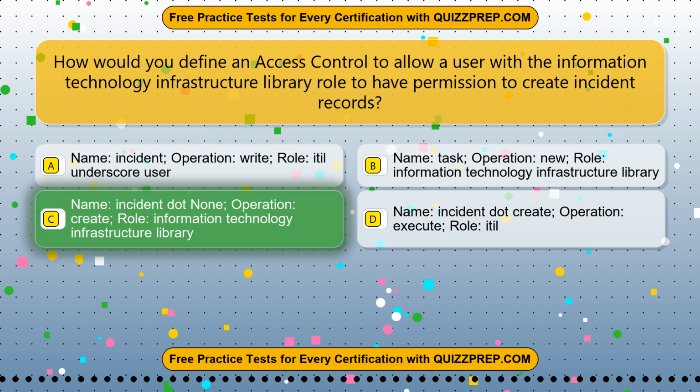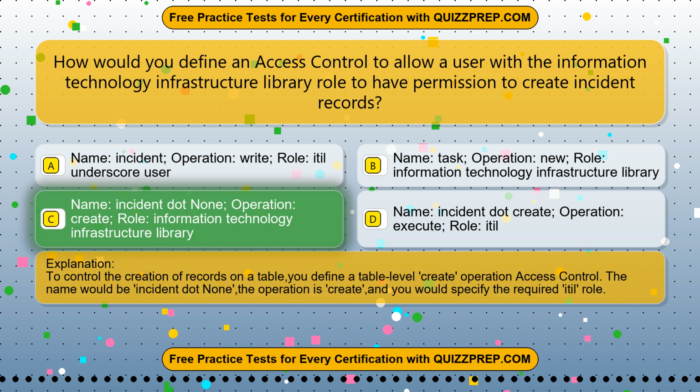The correct answer is option C, name, incident.none, operation, create, role, Information Technology Infrastructure Library. To control the creation of records on a table, you define a table level, create, operation access control. The name would be incident.none, the operation is create, and you would specify the required ITIL role.